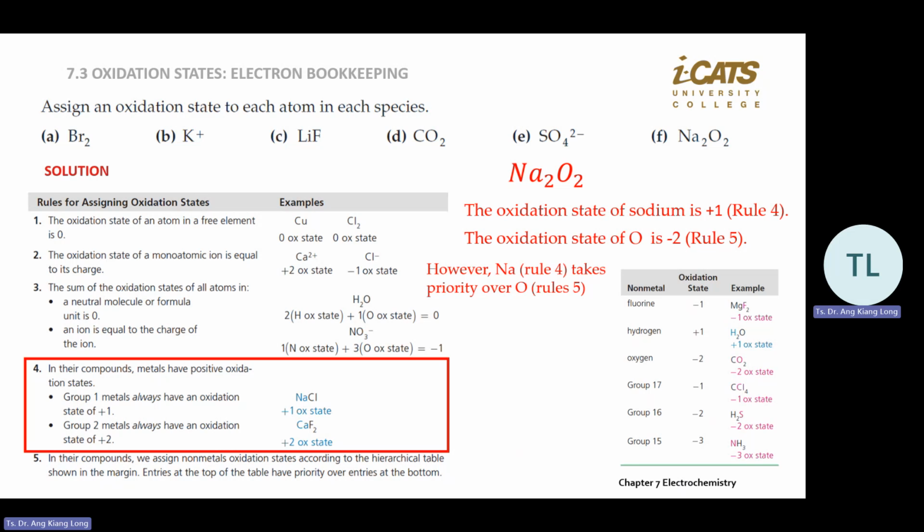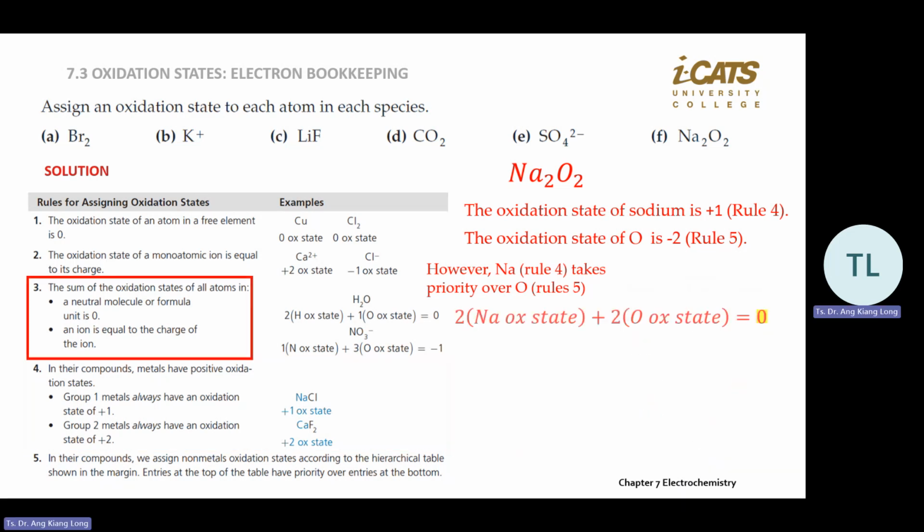So Na is group 1, group 1 is +1, because Na is in rule number 4 and oxygen is rule number 5. So rule number 4 wins over 5. You give priority to Na. So when you do the sum equation, you do Na first, then only you do oxygen. Be careful. If you involve group 1, 2, you need to be careful. This is rule number 4. It gives you the final example.